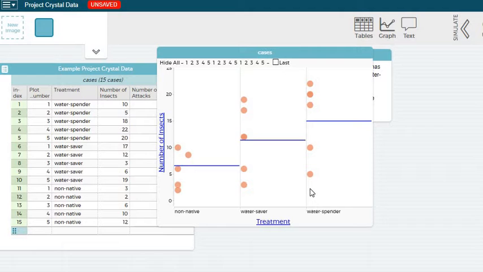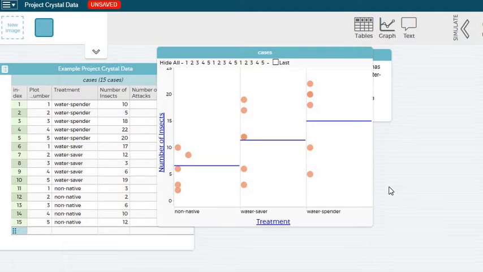But as you can see, there's also lots of data points high and low in each plant type. Even though water spender plants had a lot of insects, this one here only had 5 insects in it. How can we know for sure that this average or mean shows a real difference, or could it just be by random chance?